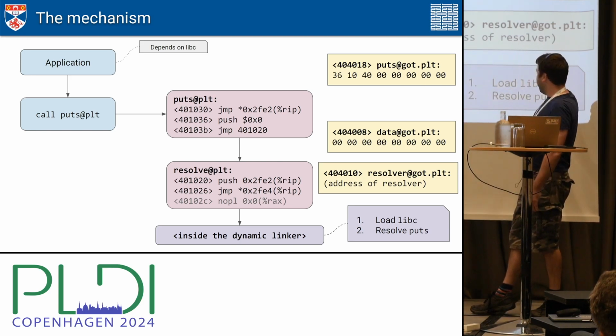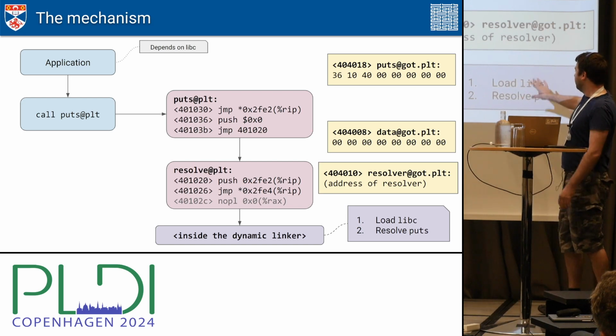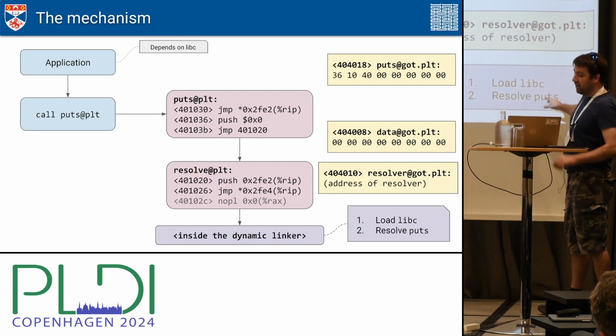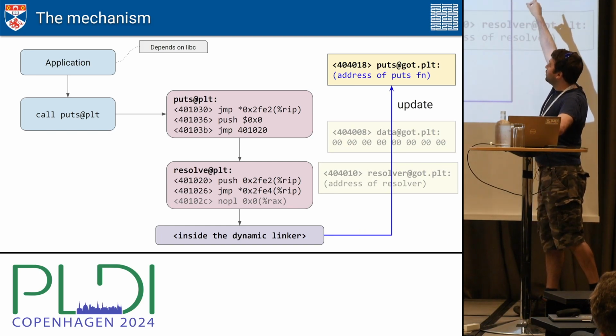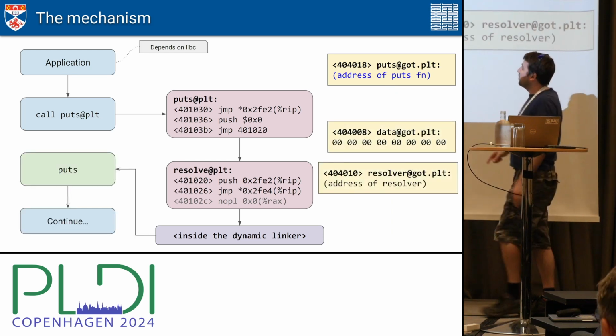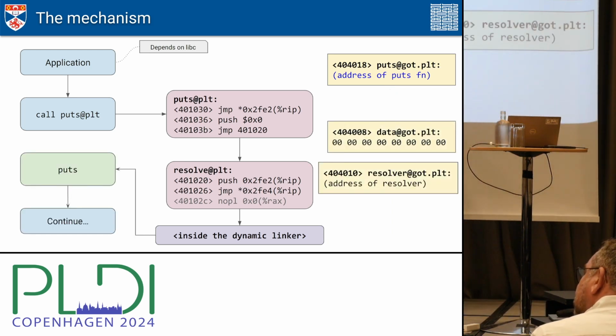It figures out where the function is. Sorry, it's behind this thing here. Load libc, resolve the puts function, and then what the linker does is it fills in the address of the puts function in here, so that next time around, we can jump straight into it. And once the dynamic link is finished, we can go and execute the puts function, and we're done.